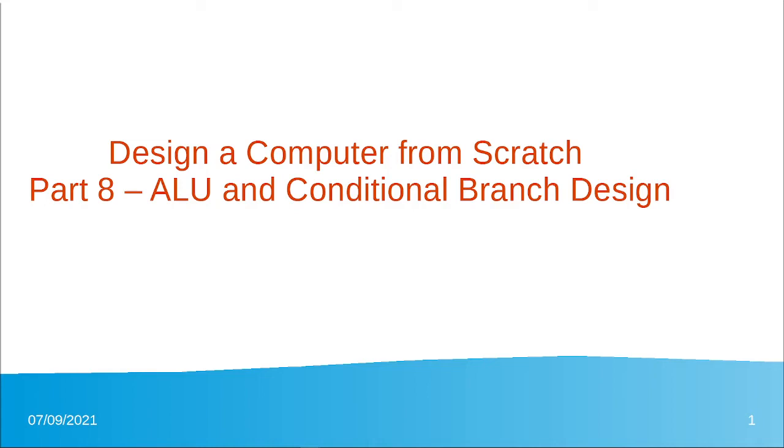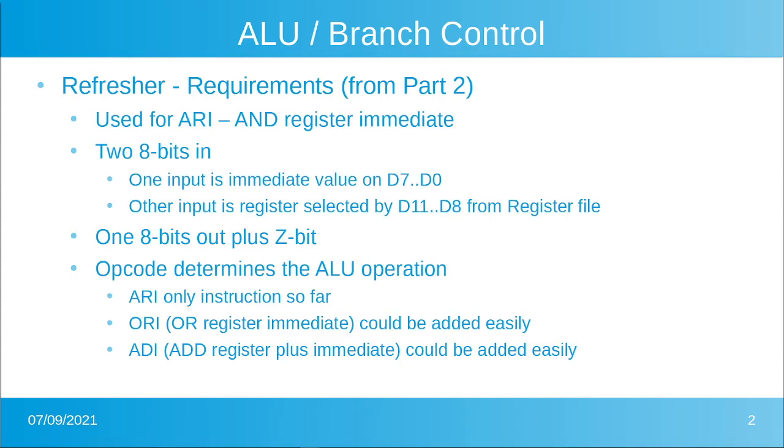This is part 8 and should conclude the goals that we set in the initial part of having a computer that has a minimal instruction set but enough to do some I/O crunching and moving data around. This particular section is on the arithmetic logic unit and conditional branch design. Just as a refresher, the function of the ALU in branch control is only used for our AND register immediate instruction.